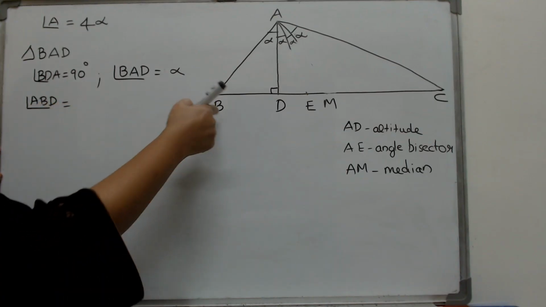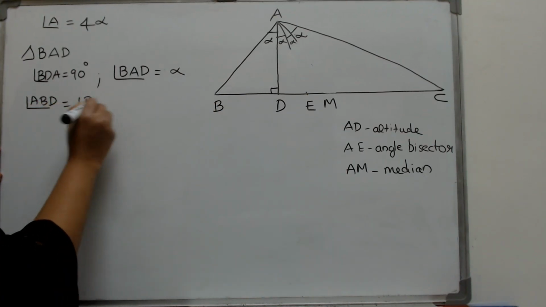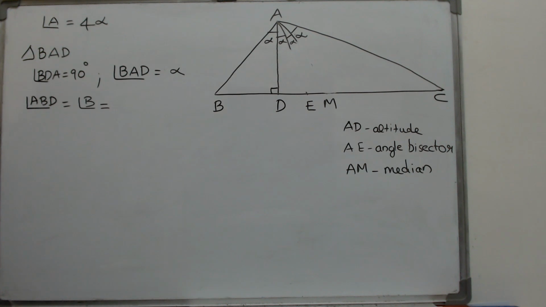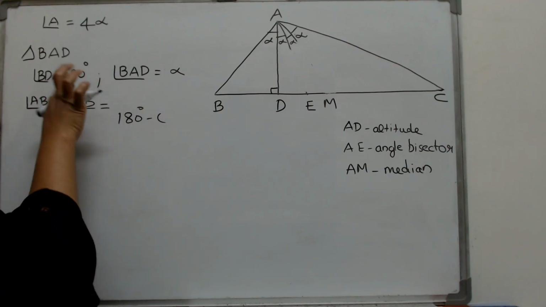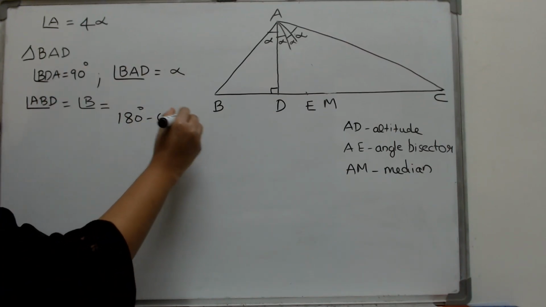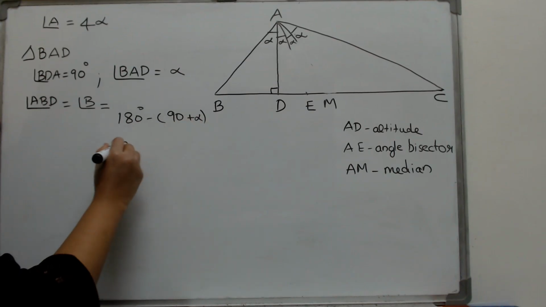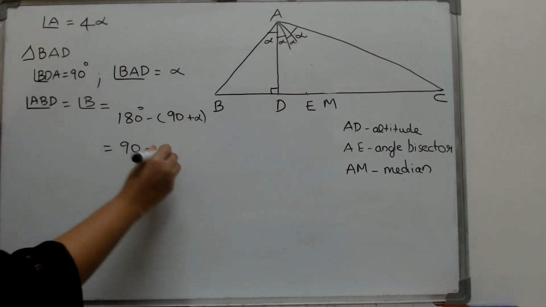So the third angle, ABD, or in other words, this angle B here, what is it? The sum of angles of a triangle is 180 degrees. So this third angle is what? It is 180 degrees minus the sum of these two, which means what? It is 90 minus alpha.